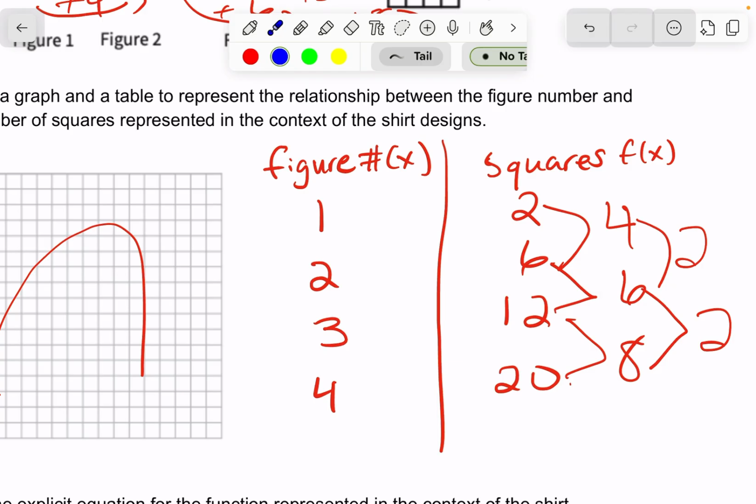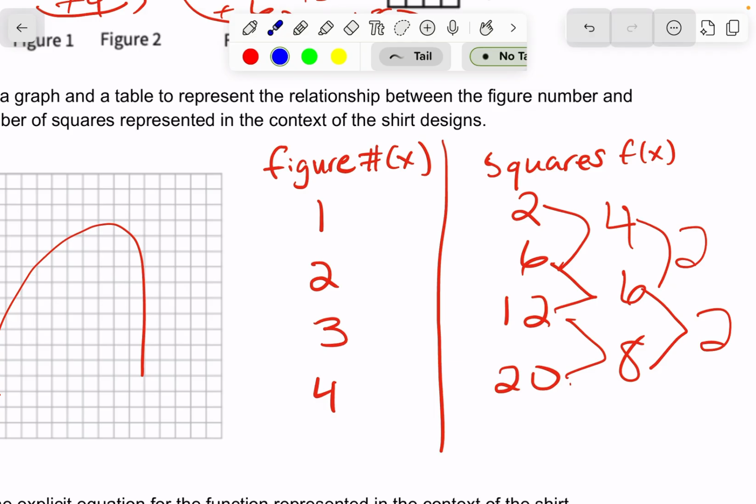The question asks us to write the explicit equation for the pattern. We're looking for patterns of squares in shirt designs. Remember, an explicit equation is just a math rule that lets you plug in any figure number, like 1, 2, or even 100, or 1002. What would be the number of squares for figure 1002? That's what explicit equations are designed to do, so that you can find the number of squares without building the design or listing every step.